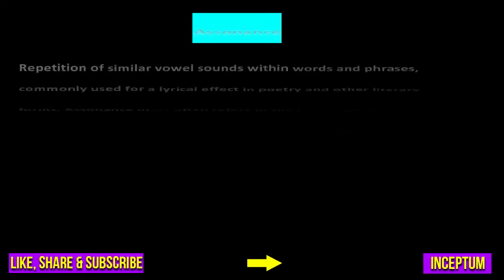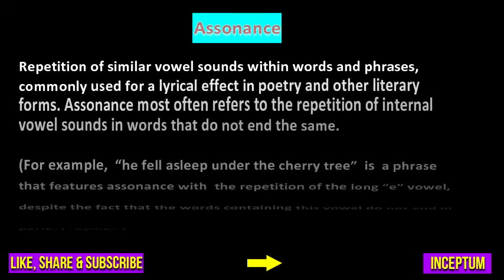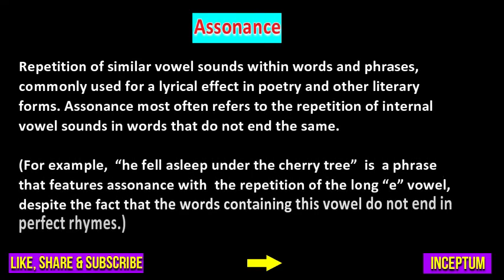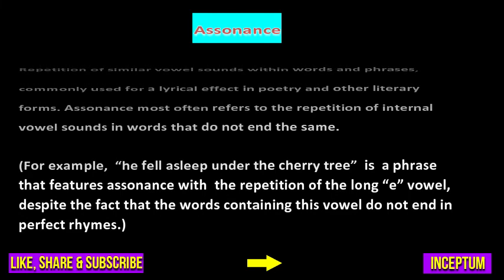Assonance: repetition of similar vowel sounds within words and phrases, commonly used for a lyrical effect in poetry and other literary forms. Assonance most often refers to the repetition of internal vowel sounds in words that do not end the same. For example, "He fell asleep under the cherry tree" is a phrase that features assonance with the repetition of the long E vowel, despite the fact that the words containing this vowel do not end in perfect rhymes.